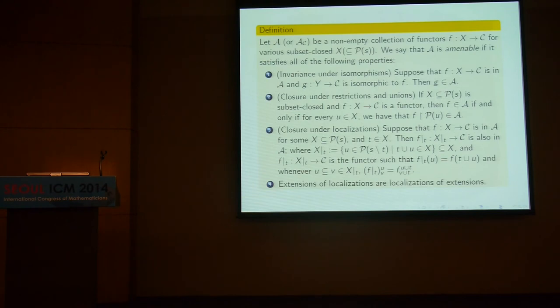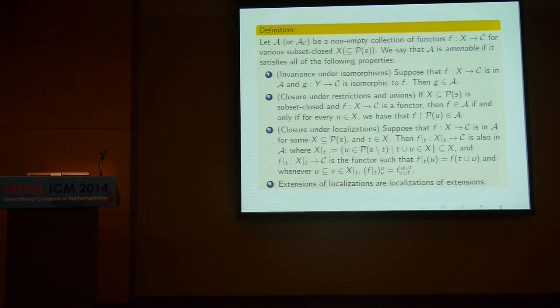So now it's nothing to do with model theory, it's just a very general definition of a collection of functors, which we name an amenable collection of functors. This is just the general definition, nothing to do with model theory. Of course, beyond that, the intention is model theory. So let A be a non-empty collection of functors such that X is a subset closed family of subsets of the power set of a finite set of natural numbers. And then we say this collection is amenable if it satisfies these four axioms.